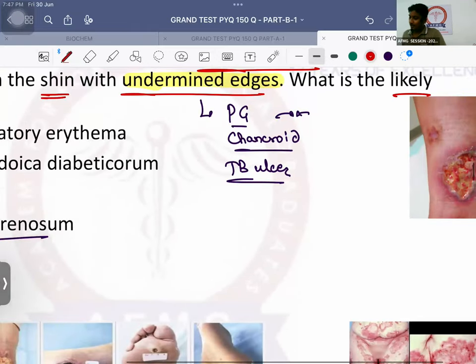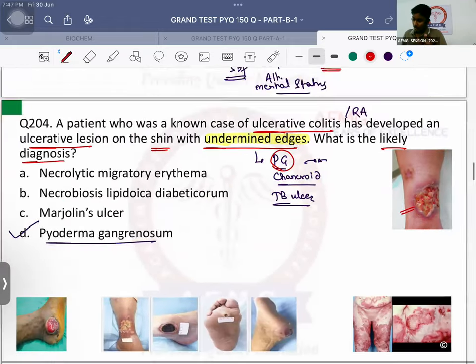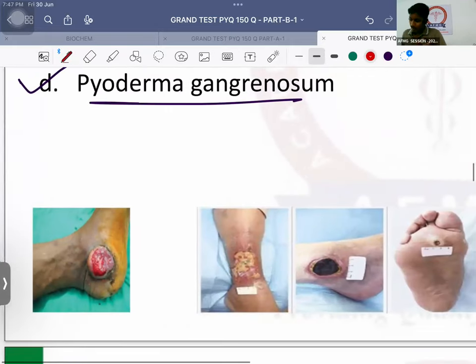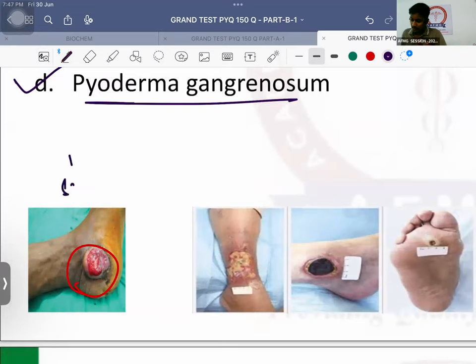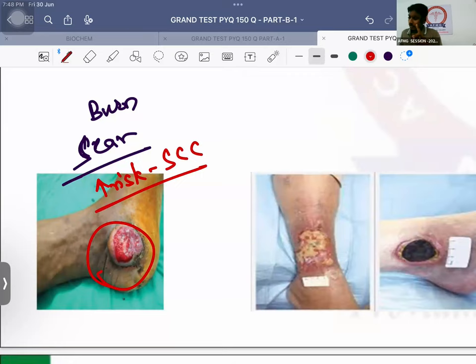Please remember that. And pyoderma gangrenosum is commonly seen on shin. Important is it is associated with two conditions. One is ulcerative colitis. Second is rheumatoid arthritis. Okay? That's important. Marjolin's ulcer will be present on a scar of burn. So it is seen on a burn scar usually. It can be painless. It can be painful as well. Apart from that, it will be rapidly increasing in size and there will be high risk of transformation into squamous cell carcinoma as well.